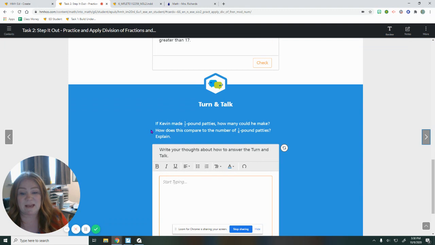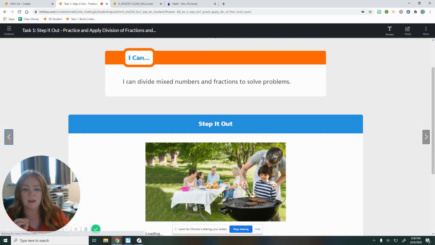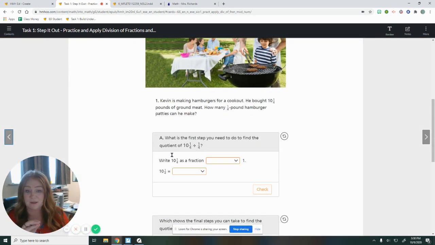Okay, so I want you to think back if Kevin made half-pound patties. How would that compare to when he made quarter-pound patties? So you're going to have to come back to task 1 here. And he had 10 and a fourth. So we need to make that improper, which you should have right here. And then instead of dividing by a fourth, you're going to divide by a half. So you're going to copy the first one, dot, flop a half, and see how your answer, if he makes bigger hamburgers, half-pound hamburgers, how many could he make compared to if he made quarter-pound hamburgers.